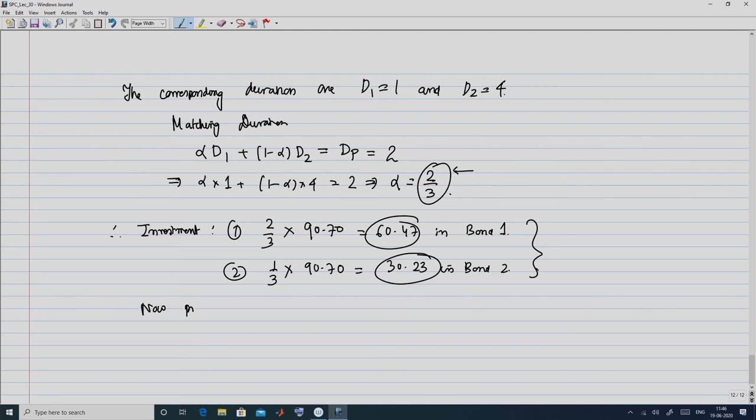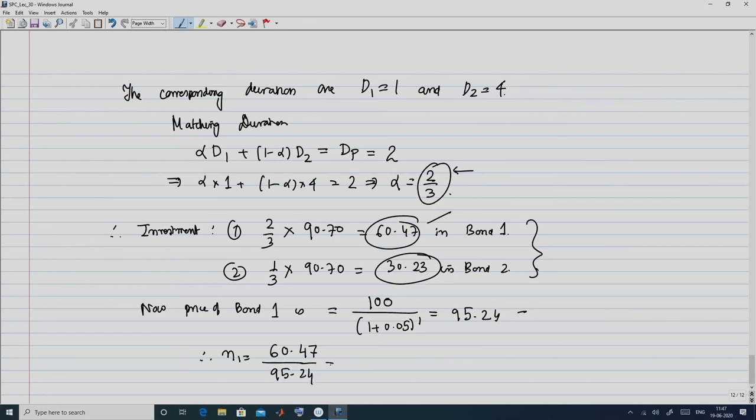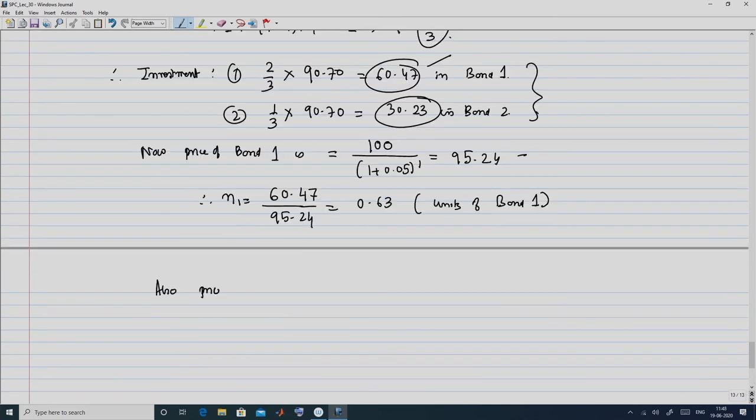Now, what is the price of the bond? So how do you get the price of bond 1? It pays a nominal of 100, and since it's a pure discount bond paying interest at 5%, I divide this by 1 plus 0.05 raised to 1, because it's a 1 year bond, and this is 95.24. So therefore, N1 is going to be equal to the amount invested in the bond, which is 60.47, divided by the price of the bond, which is 95.24, and this turns out to be 0.63, which is the units of bond 1. Now also, what is going to be the price of bond 2?